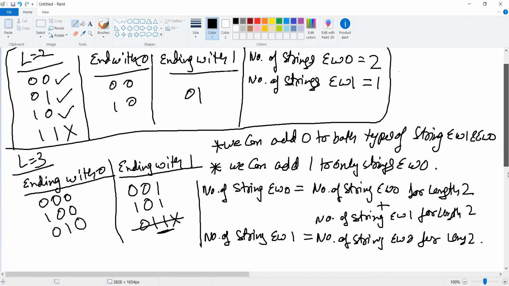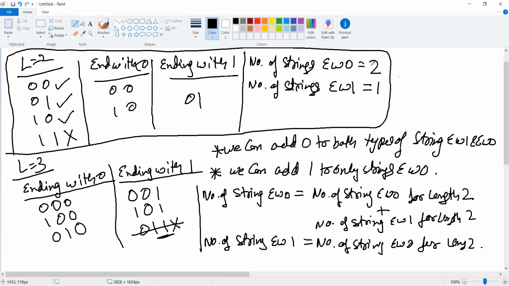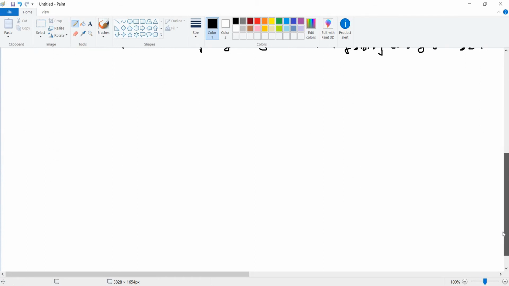Now, so simple, we can also see here the number of strings ending with 0 is 2 and ending with 1 is 1. So we have 3 valid strings ending with 0, and we have 2 valid strings ending with 1, because the number of strings ending with 0 is 2. So let us formulate it.